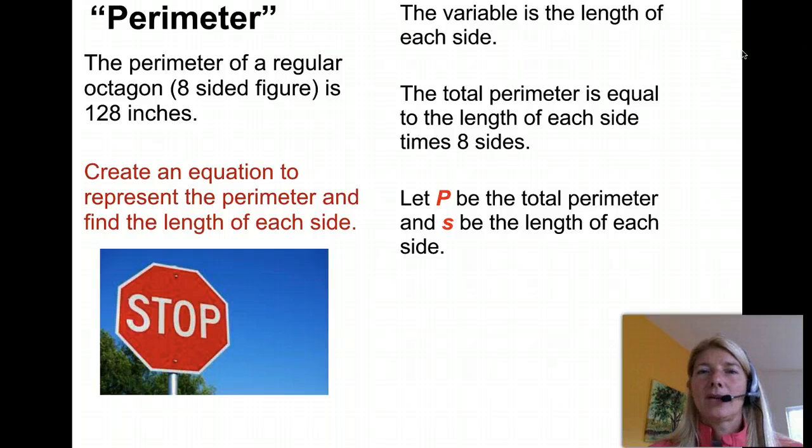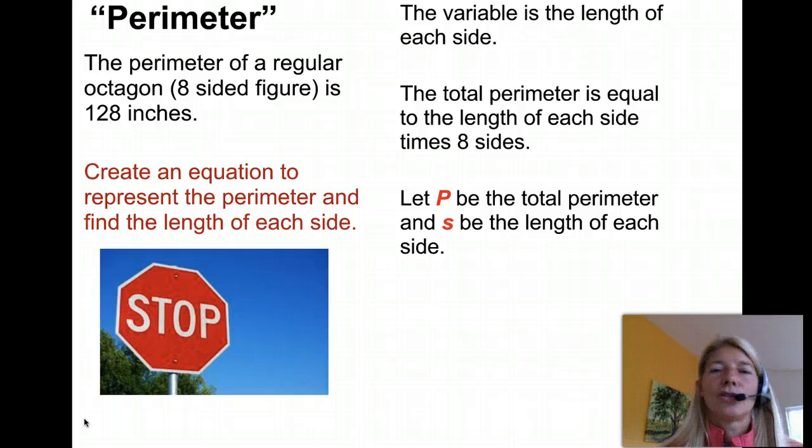Again, a couple things to think about. The variable in this is going to be the length of each side. We don't know what that is. That's our unknown. The total perimeter, which we are given, 128 inches, is going to be equal to the length of each side times 8. If we think about this problem, perimeter is each side added up. In this case, all the sides are the same, so we can just take one of the sides and multiply that by 8. Some of you guys, when you were doing the tile problem and you were analyzing the border and how many tiles it would take to surround this lunchroom, you guys did the same type of thing. You counted up and you multiplied. And that's what we're doing here.